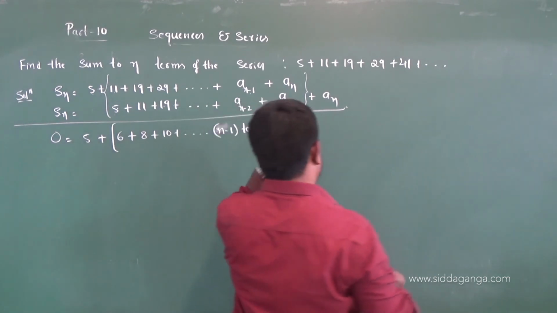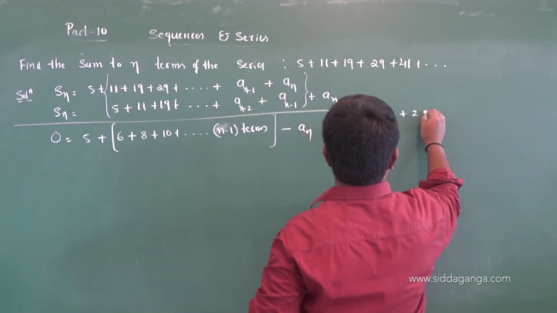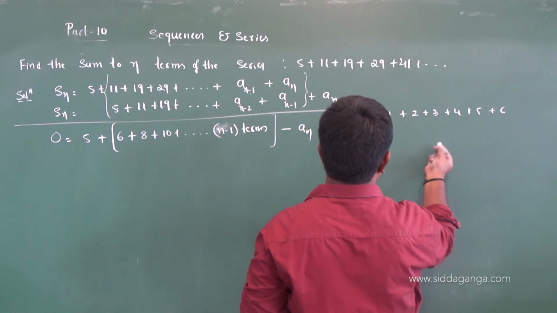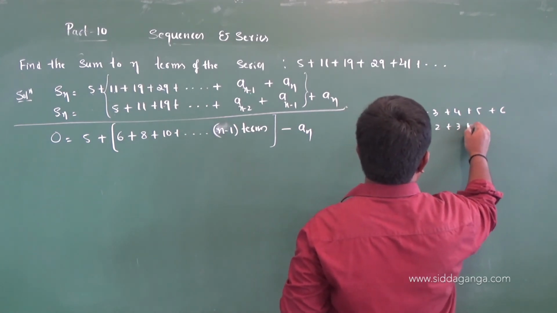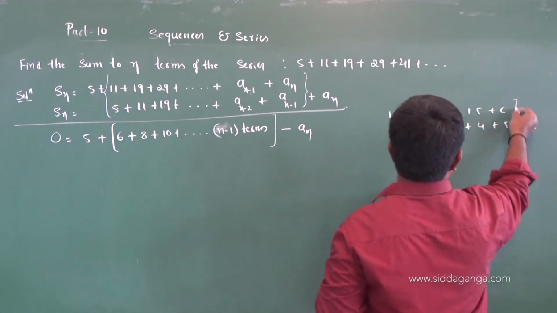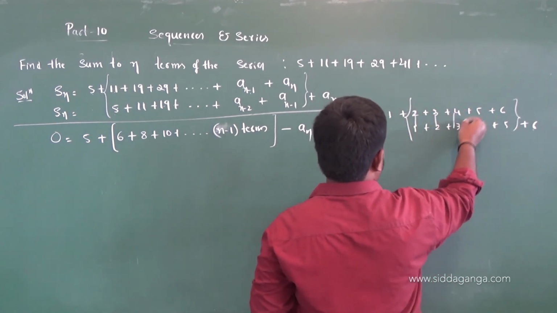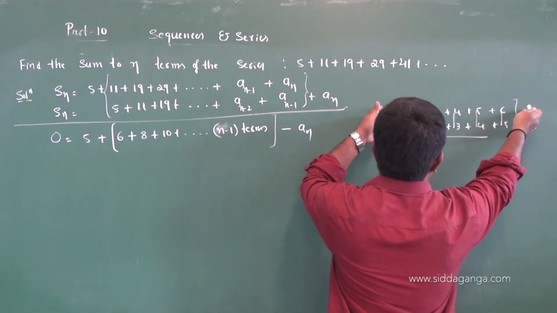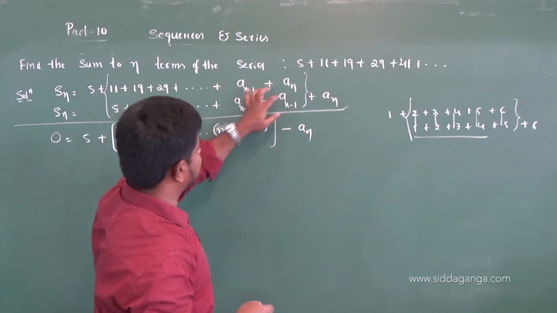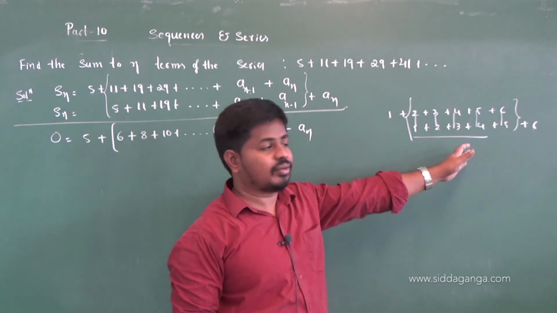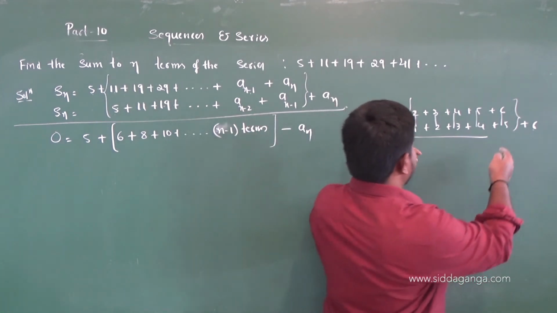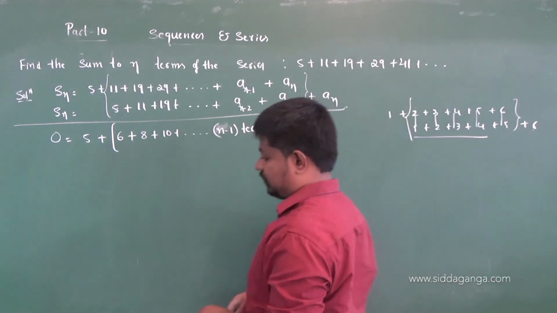For example, let me take 6 terms, 1 plus 2 plus 3 plus 4 plus 5 plus 6, and I am going to write the same series in the second order, that is 1 plus 2 plus 3 plus 4 plus 5 plus 6. If you neglect this and this, and consider the difference of these two, first term, second term, third term, fourth term, fifth, there will be total 6 terms, no? So you will get 5 terms, you mean n minus 1 terms. If you consider n terms, here you get n minus 1 terms like this. I have taken 6 terms. Again, I have written the same 6 terms in the second order, and the number of terms in between these two is n minus 1.